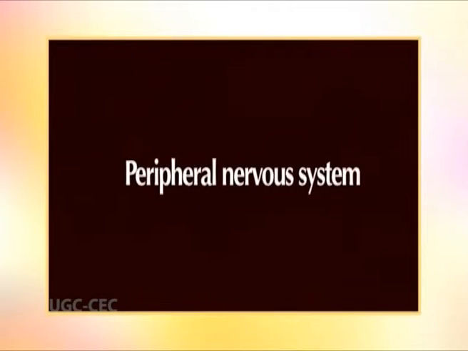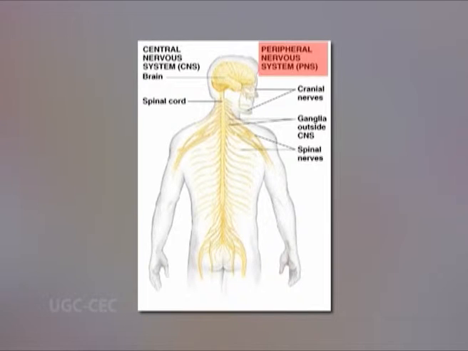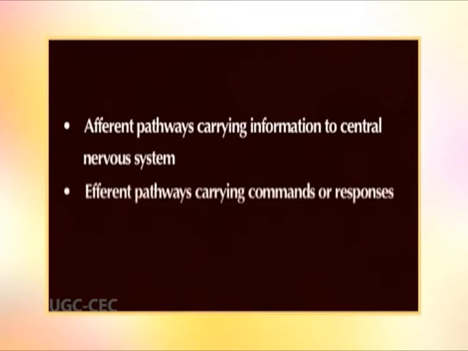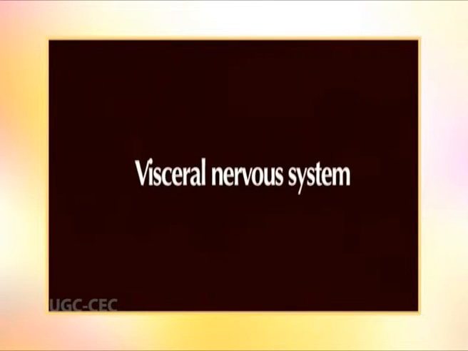Peripheral nervous system. It is that part of nervous system which is made up of nerves and ganglia that come out of the central nervous system and spread laterally. It consists of two types of pathways. First, afferent pathways carrying information to central nervous system. Second, efferent pathways carrying commands or responses from central nervous system.